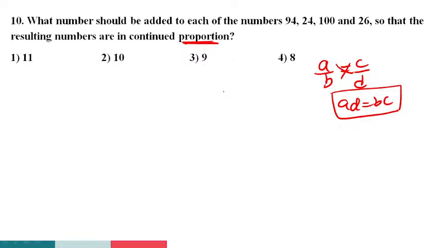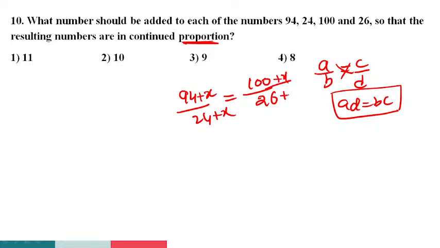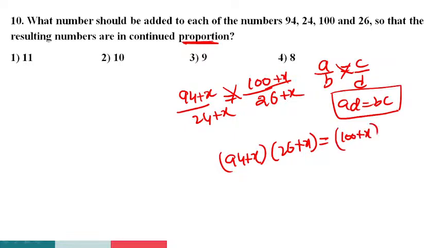Right, so note down, guys, the proportion: 94 by 24 is equal to 100 by 26. So, what number should be added? That number we don't know. Let it be x. Added means plus, right? So cross multiplication: (94 plus x) into (26 plus x) is equal to (100 plus x) into (24 plus x). Okay, this is a basic method, guys.